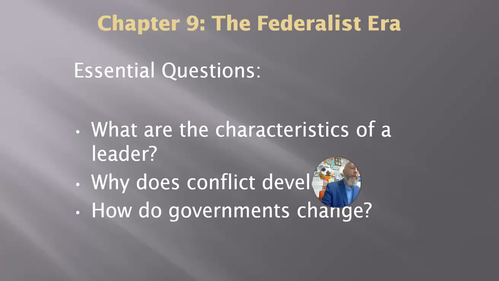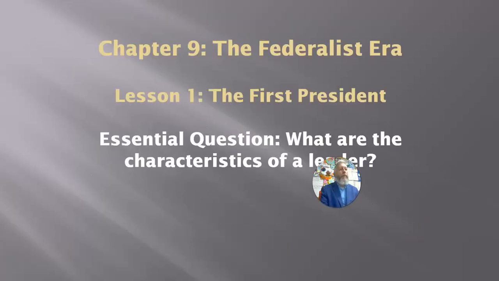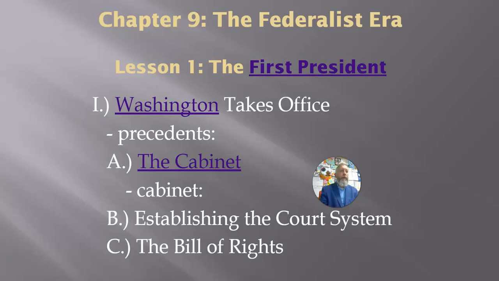Moving on, if I can. There we go. So lesson one, we're going to talk about the first president, George Washington, and what are the characteristics of a leader. I just want you to keep an eye on that as I describe some of the things that George Washington did during this first lesson. All right, so what I'm going to have you do is watch a video on George Washington, the very first president, and then we'll all assemble back here in the lesson. So go ahead and watch the video. Enjoy.